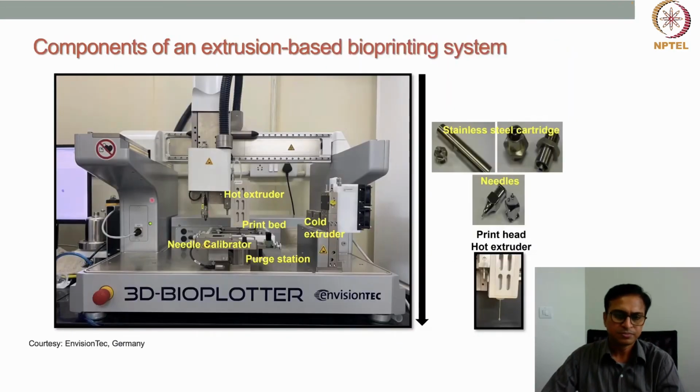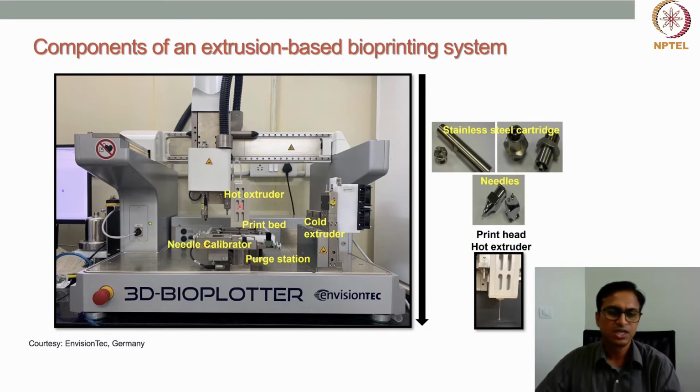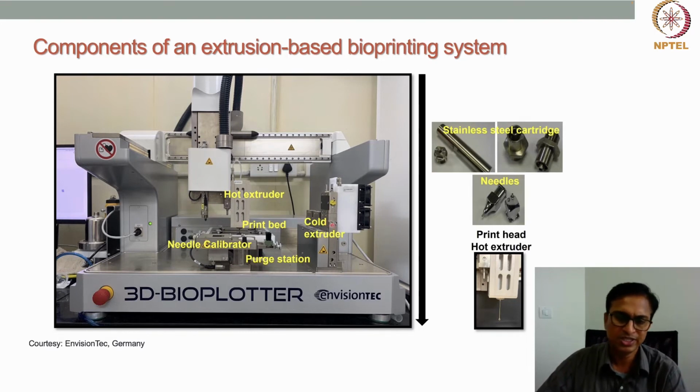Now here, in the MBZ Tech 3D bioplotter, the different components are shown. We have two types of extruders here. This is a hot extruder, that means the syringe is encased with a temperature control jacket. Here the temperature can go from room temperature to higher temperature. So it is good for any material where the printing needs to be done at higher temperature, right? For thermoplastic materials, where the material should be liquefied before printing, the hot extruder can take care of that. Similarly, a cold extruder is here, where we need to print the material at low temperature, less than room temperature. There also the temperature can come down.